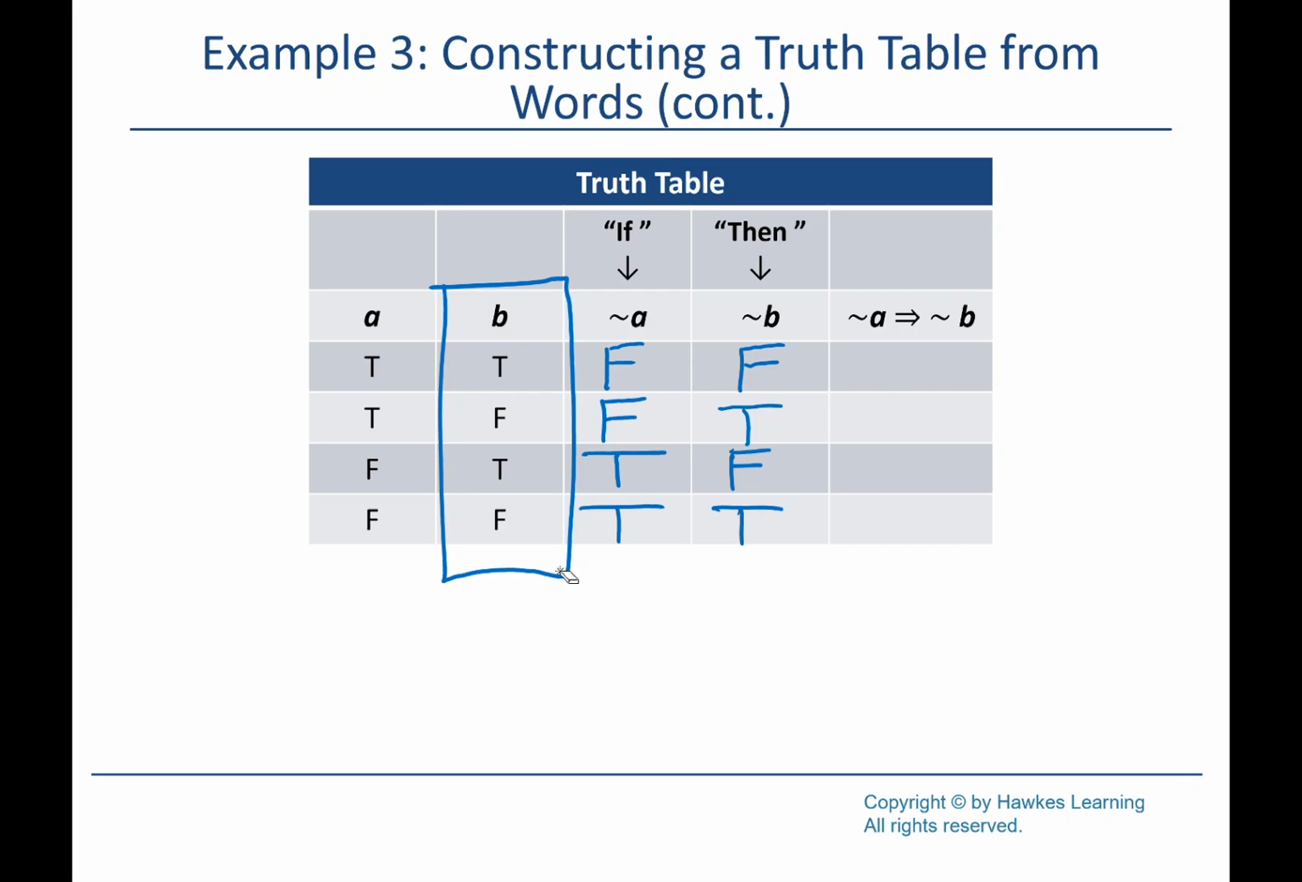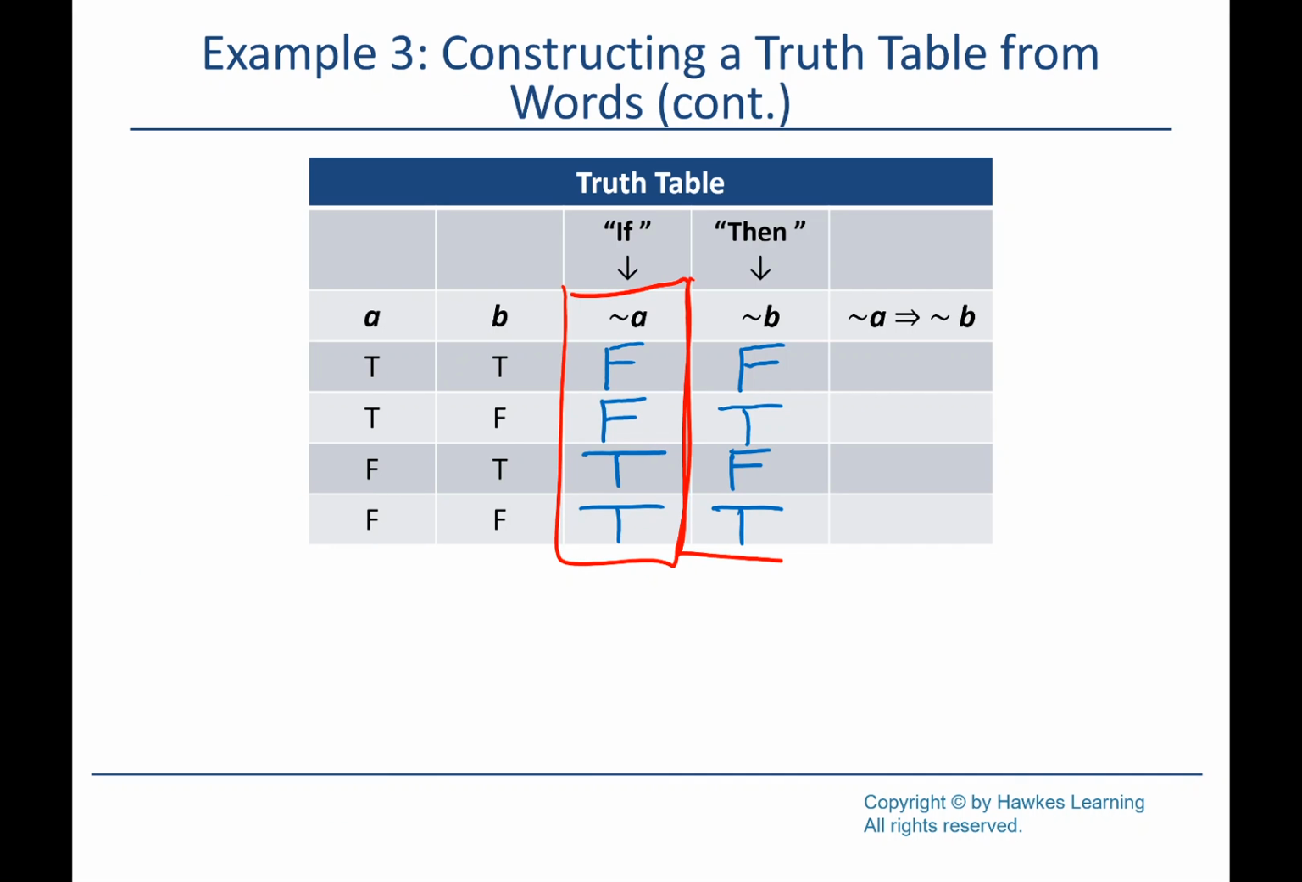And then for the last compound statement, I'm only going to look at the not A column and the not B column, and then I'm going to use the rule for conditional statement, or for implication. Okay. So let me get a different color here. Just looking at these two columns, and I'm using the rule for conditional statement. That's the weird one.